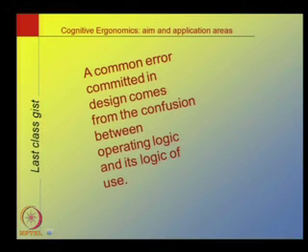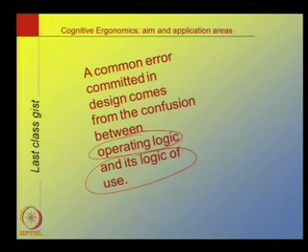Now, the last class gist of what we have discussed earlier under cognitive ergonomics aim and application areas: we stressed upon a common error committed in design, which comes from the confusion between operating logic and its logic of use. If these two match, then the design success is there.